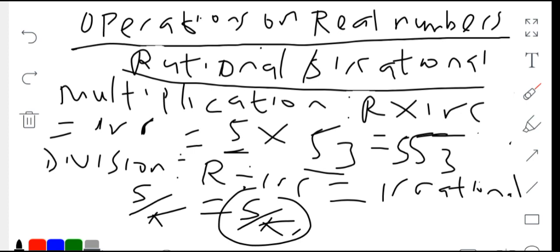So any operation of rational with irrational will always give us an irrational number. Anytime an irrational number is involved, the properties of non-repeating and non-terminating, which belong to irrational numbers, will not change when you are multiplying it with a real number.